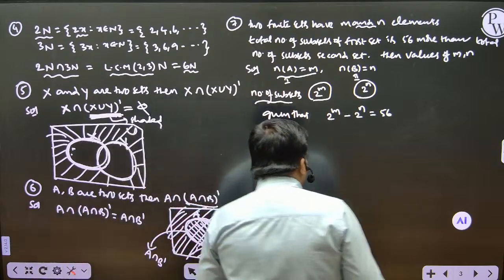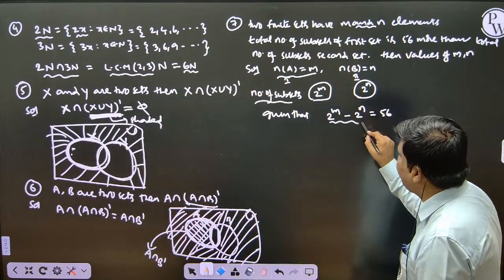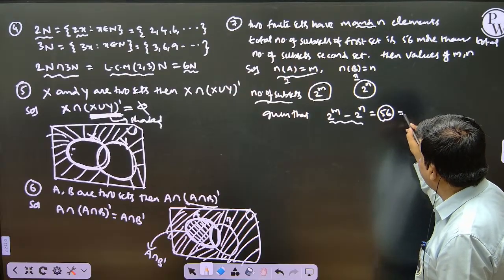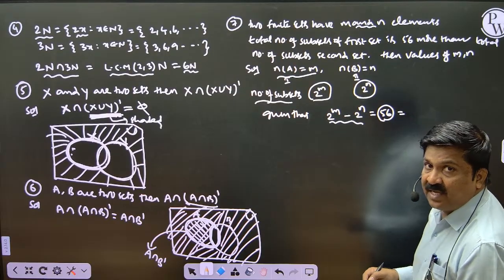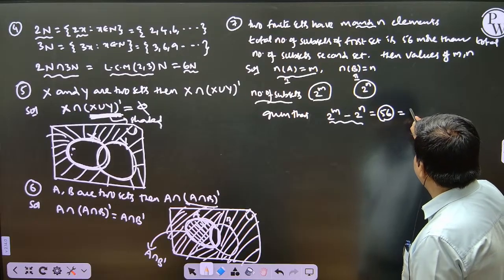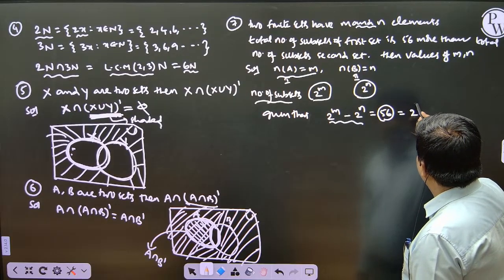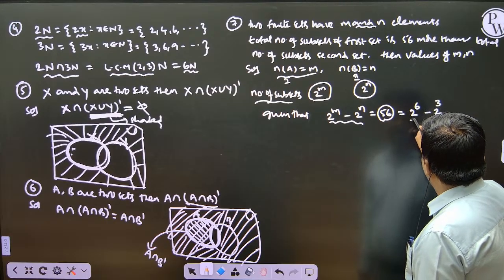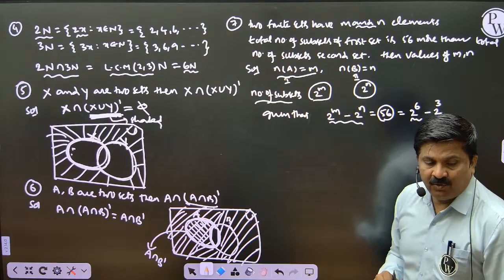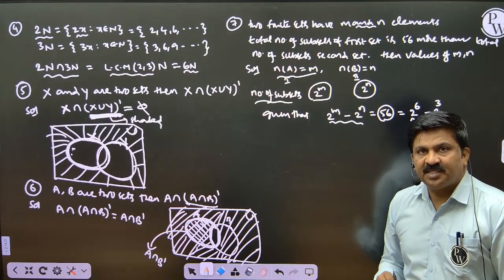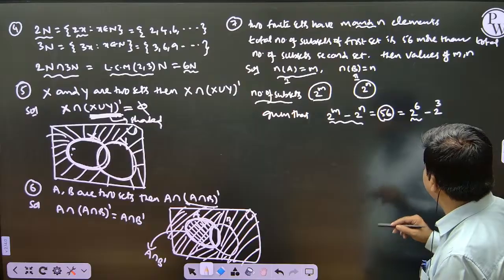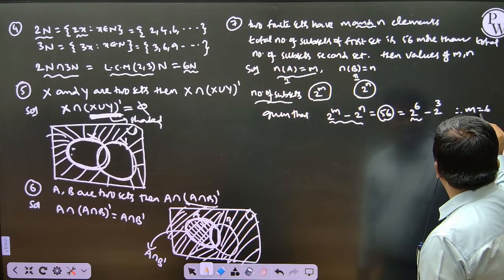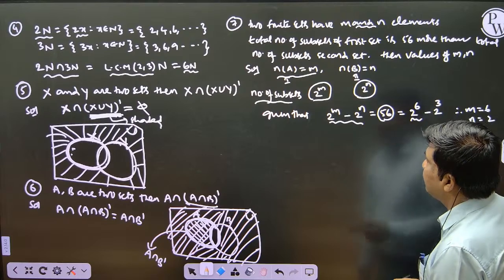But here on the left hand side everything is in powers of what? 2. That's why 56 is also written in powers of 2 as a difference. How do I write it? 2 power 6 minus 2 cube. Why? 2 power 6 means 64, 2 cube is 8, and 64 minus 8 is 56. So therefore, m is equal to 6 and n is equal to 2.